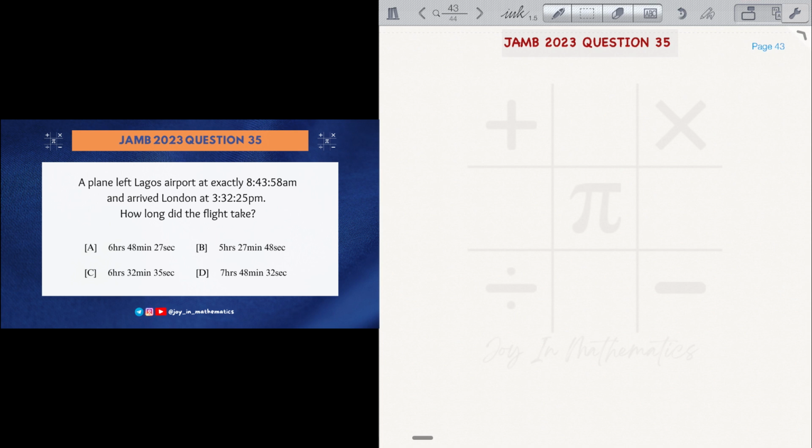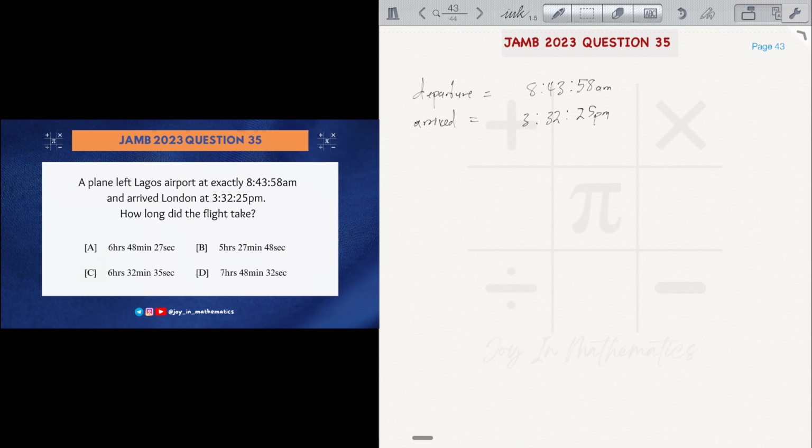JAMB 2023 question 35. We're given that a plane left Lagos Airport at exactly 8 hours 43 minutes 58 seconds AM and arrived at London at 3:32 and 25 PM. Now, we want to find out the exact duration of the flight.